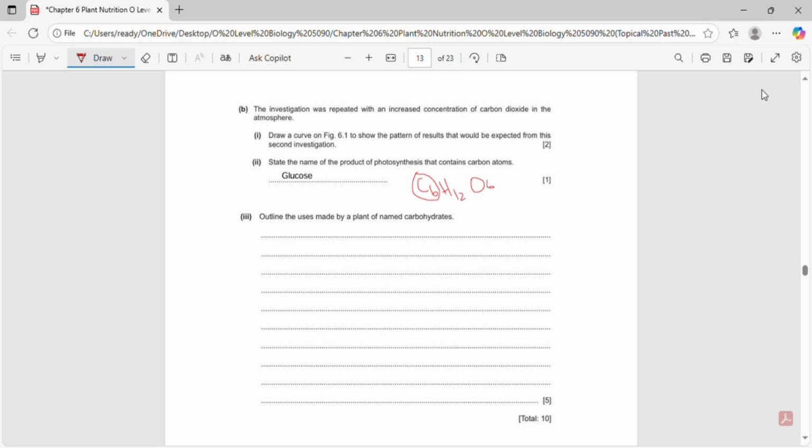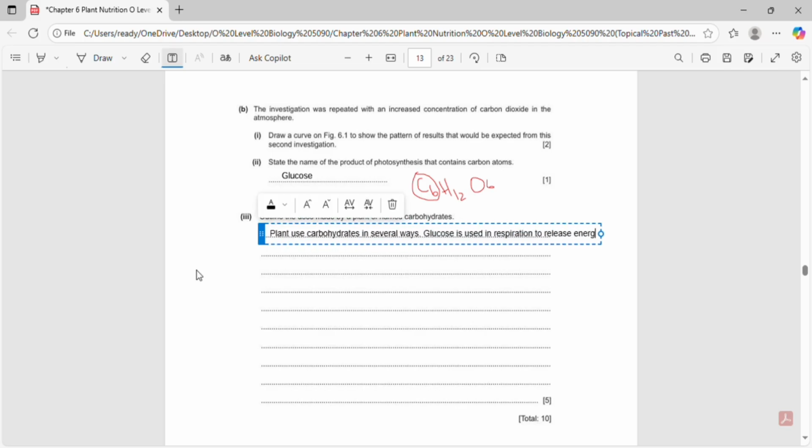Alright, then they ask us to outline the uses made by a plant of named carbohydrates. Now we have already done this question back in chapter 4, but this time we can understand it more clearly as it's about the uses of carbohydrates. So we will write, plants use carbohydrates in several ways. Glucose is used in respiration to release energy, which is needed for different cell activities. Some of the glucose is turned into starch so that it can be stored.